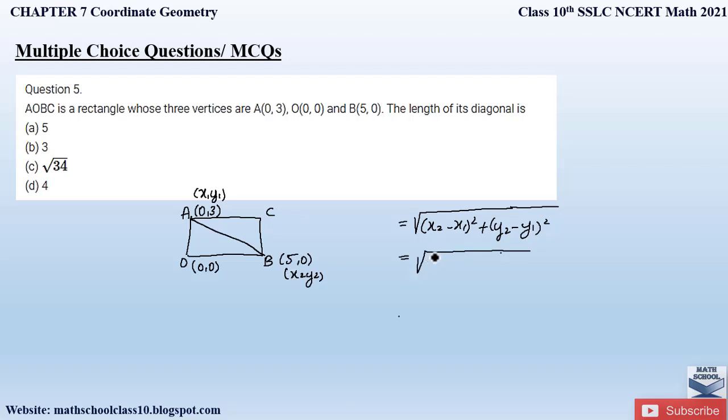So what is x2? x2 is 5 minus x1 is 0 the whole square plus y2 is 0 minus y1 is 3 the whole square. So that will be square root of 5 minus 0 is 5 square plus 0 minus 3 is minus 3 square. So that will be square root of 5 square is 25 plus minus 3 the whole square is 9. So 25 plus 9 is square root of 34. So our correct option is option C. So in this manner we can find out the length of a diagonal.